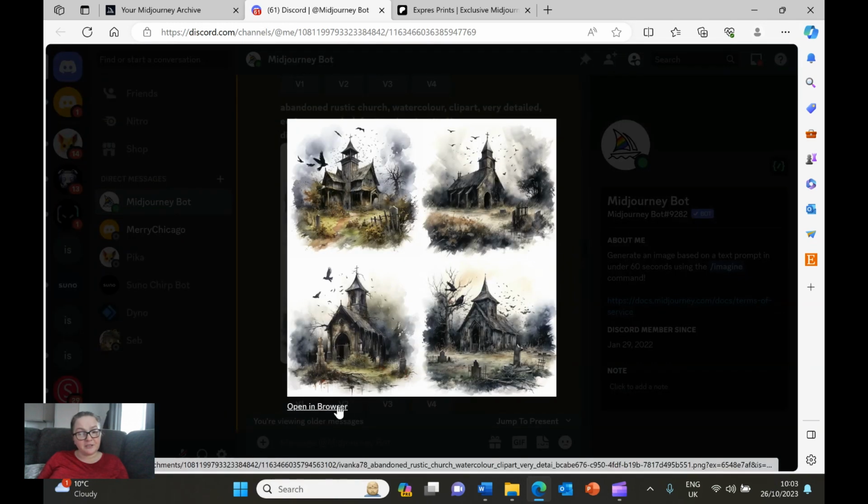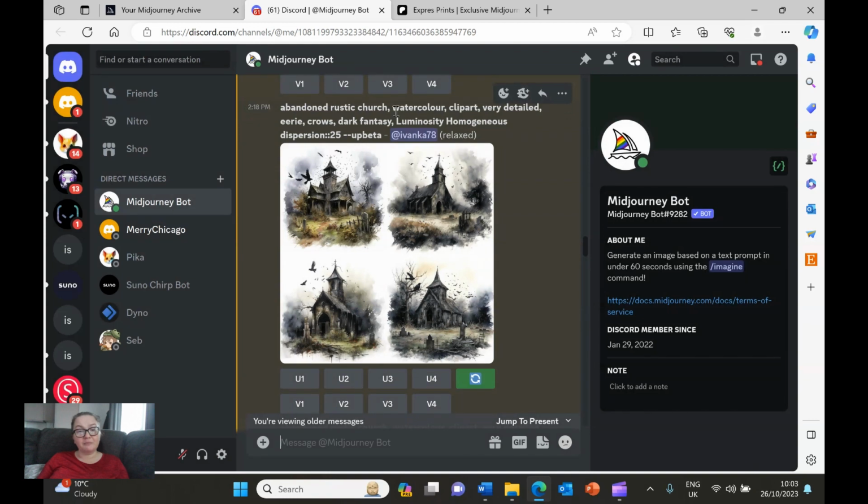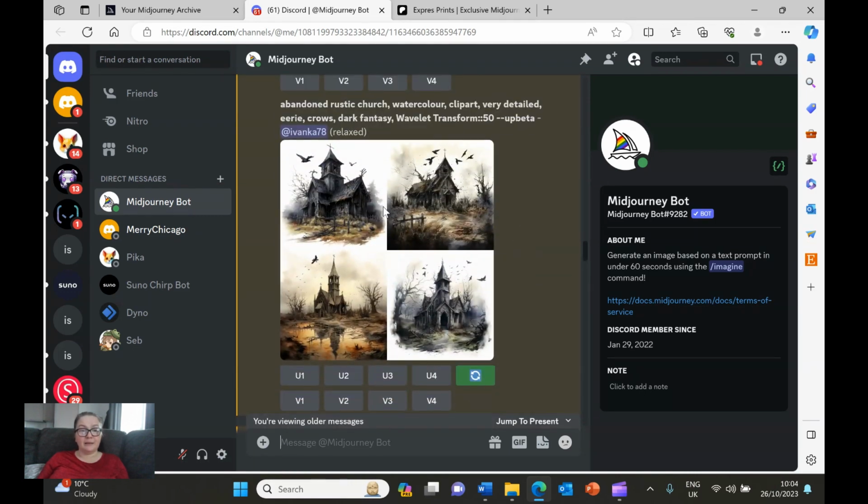Guys, so this first image, as you can see, is a little bit dreary. Well, it should be because obviously it is an abandoned church. The prompt is abandoned rustic church watercolor clip art, very detailed, eerie, Krauss, dark fantasy, and I've got luminosity homogeneous dispersion. Now, guys, I don't really use this. I saw it somewhere, but it doesn't make any sense to me. So we're going to be looking at wavelet transform. Let's go to my second one.